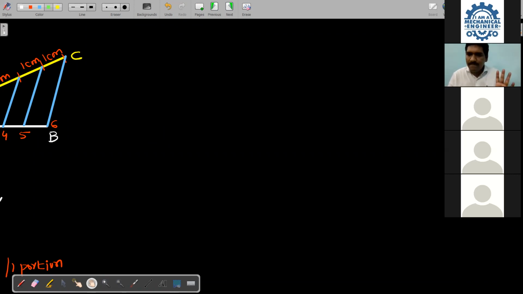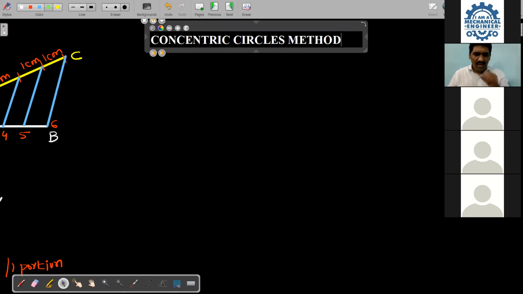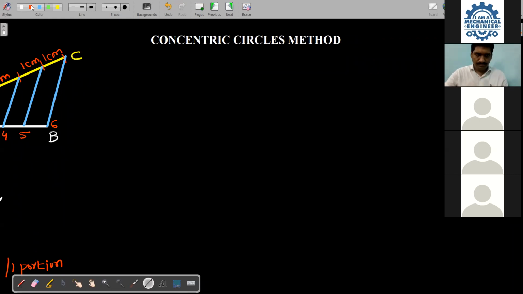Okay, now I'm going for the next method. Concentric circle method, a very important method, okay? This is the thing we have. So all of you, I'm going for the second method.